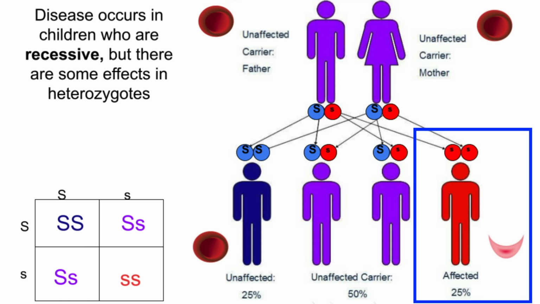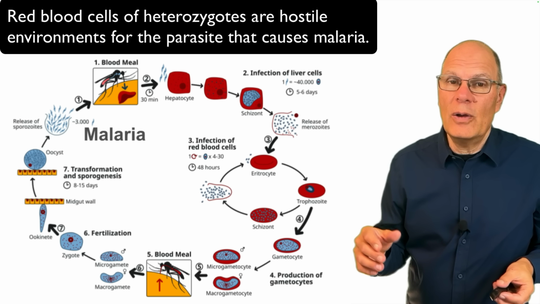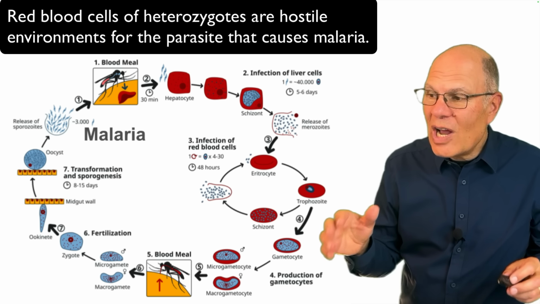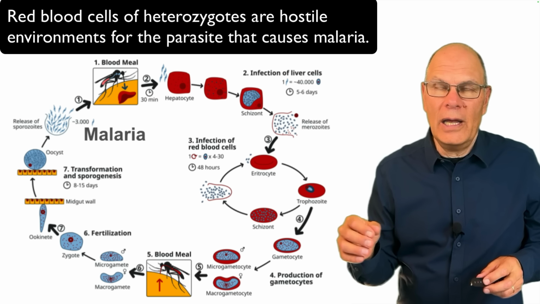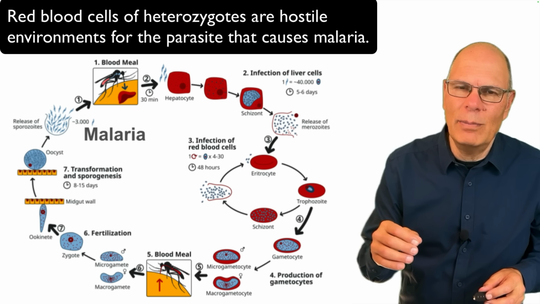It occurs only in children who are recessive for the allele, but heterozygotes can experience a small amount of sickling, not enough to generate pain crises and tissue damage under most circumstances. The red blood cells in heterozygotes, despite the fact that they don't normally sickle, are hostile environments for the Plasmodium parasite that causes malaria. This is a parasite that's carried by mosquitoes and then lives inside red blood cells.